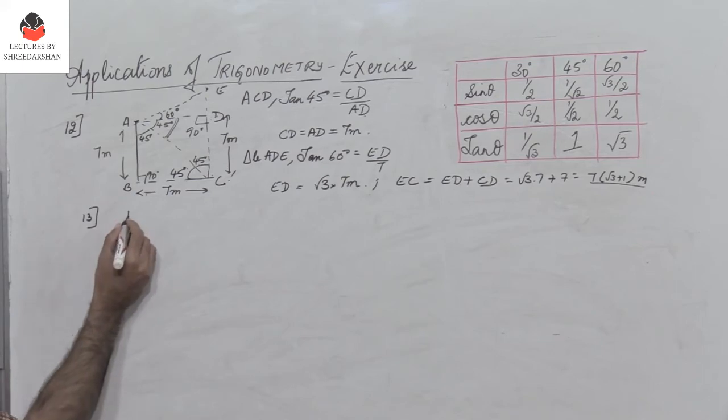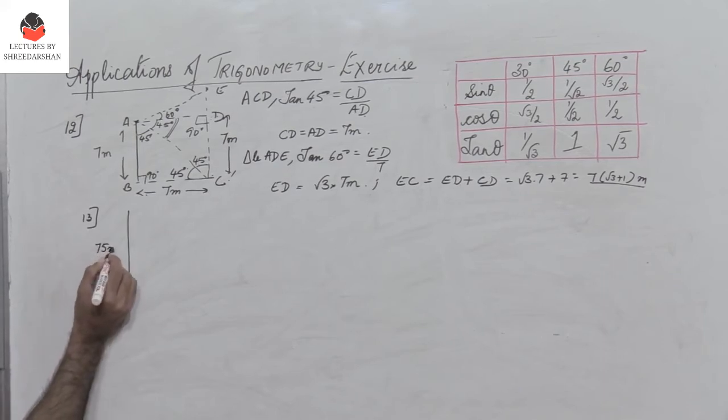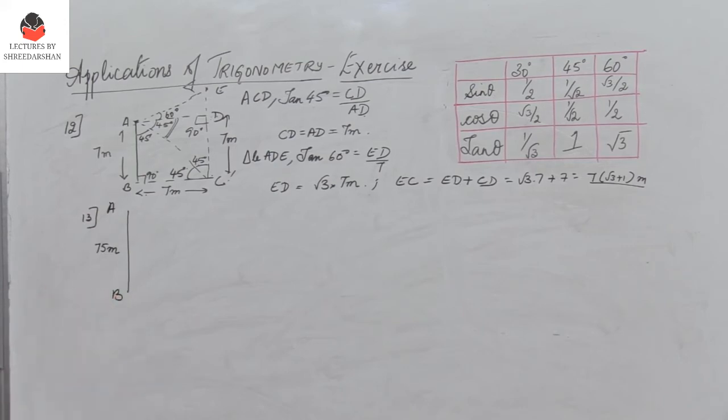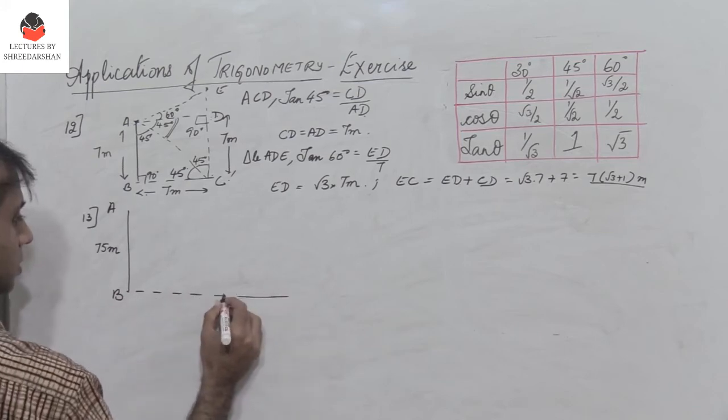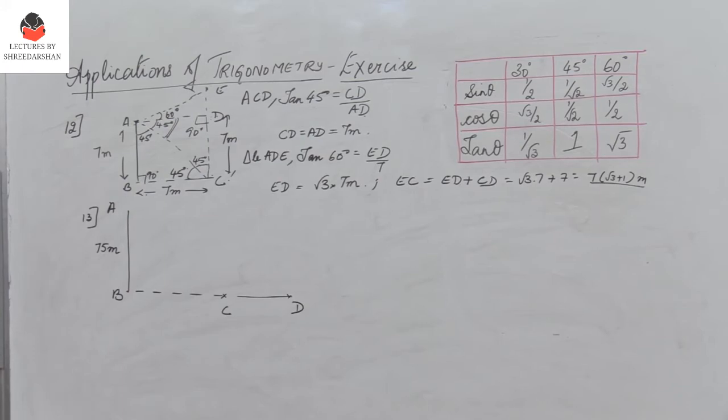So here, what has been given? It's been given that the height of the lighthouse is 75 meters. Let this be AB. Now there are two ships. At one point C there is a ship, at the other point D there is a ship. Now what else has been given? It's been given that the angles of depression of the ships are 30 degrees as well as 45 degrees.